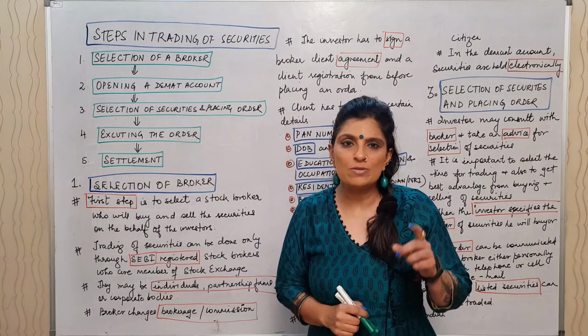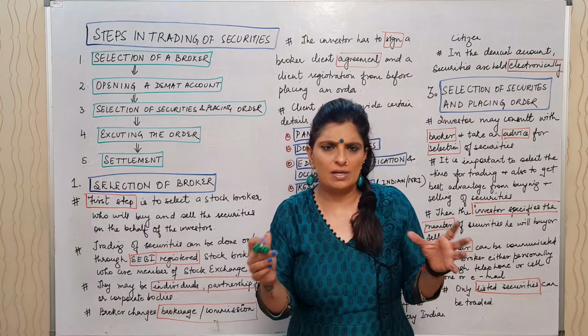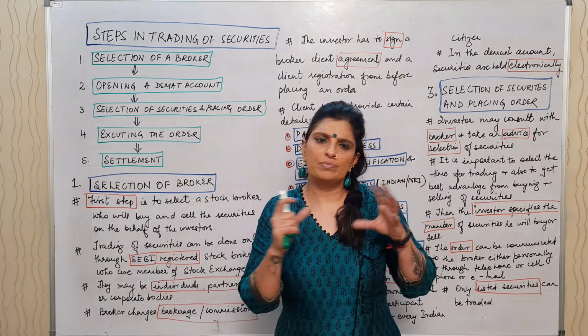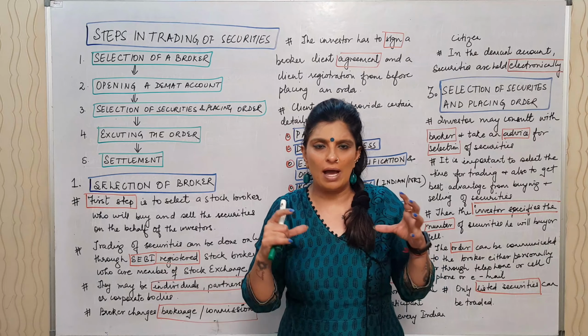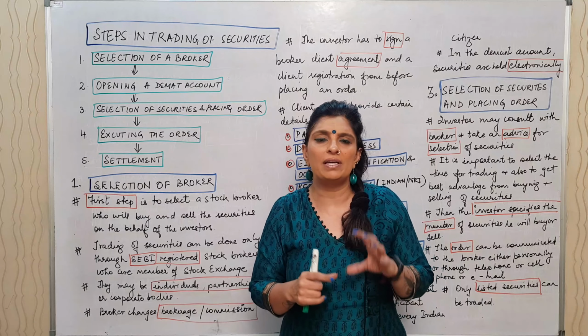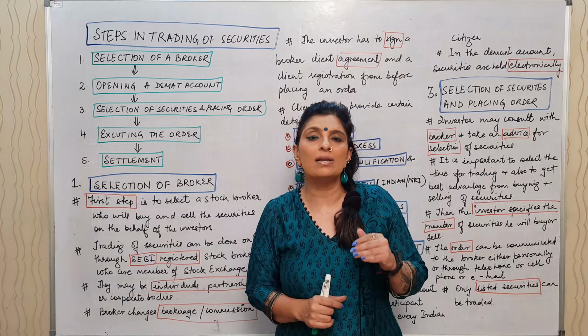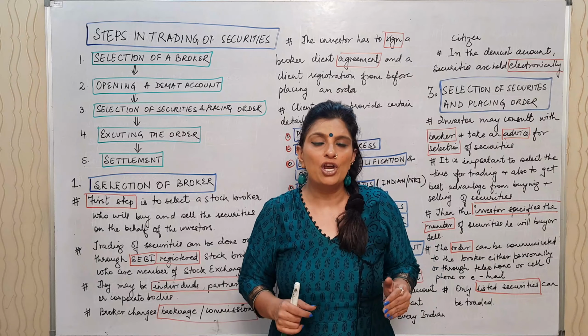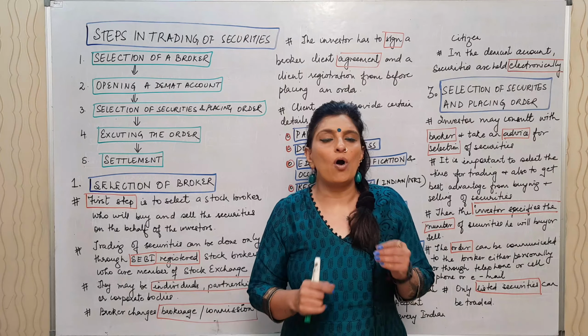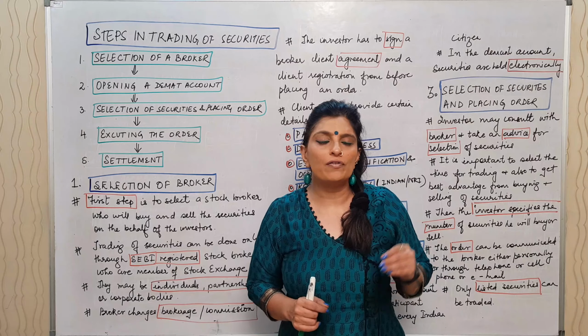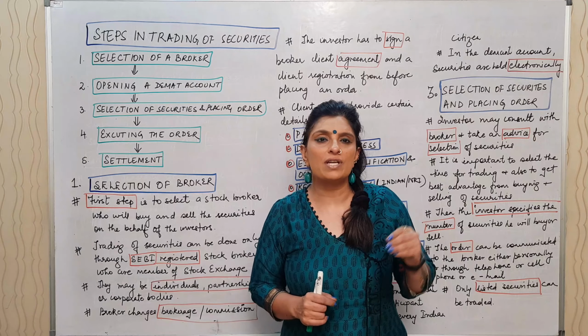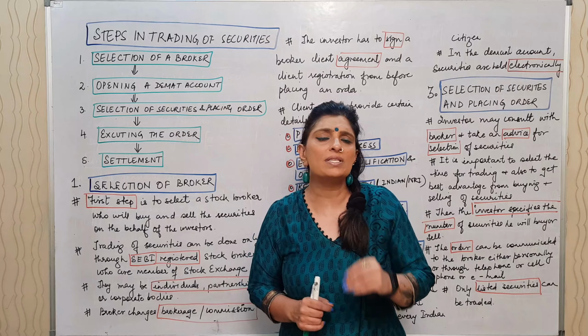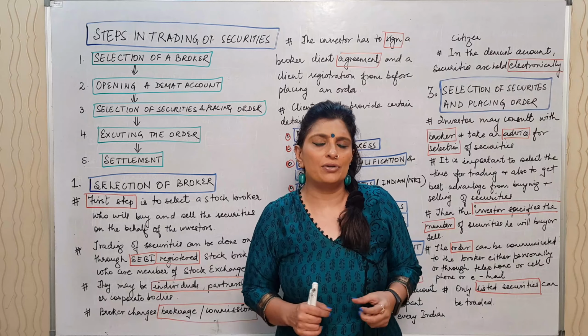In the book, it has been given in 10 steps. I've just put a few steps together, amalgamated the steps and made it a little briefer and a little more exact for you to understand. So starting with the first step of the procedure of trading on the stock exchange, we start with the selection of broker. Before starting with the selection of broker, I'll just give you a little introduction.